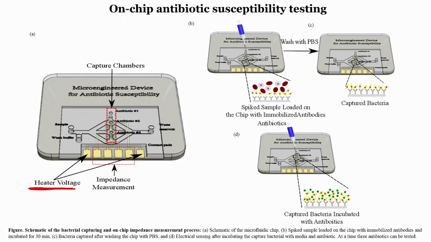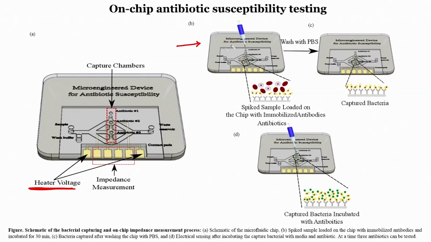These are capture chambers, you can see 1, 2 and 3, and these are electrodes for impedance measurement. If you see in this particular case, which is your B case, first we will load in each chamber 1, 2 and 3 antibodies for E. coli, so it is anti-E. coli. In each chamber we will load antibodies.